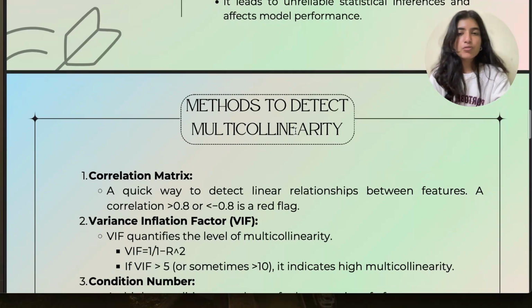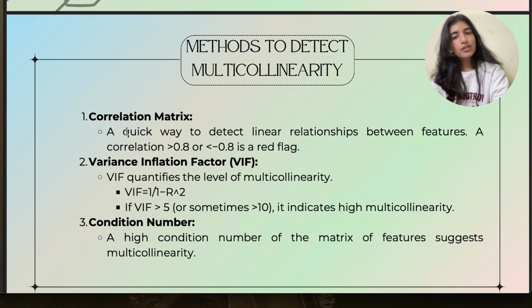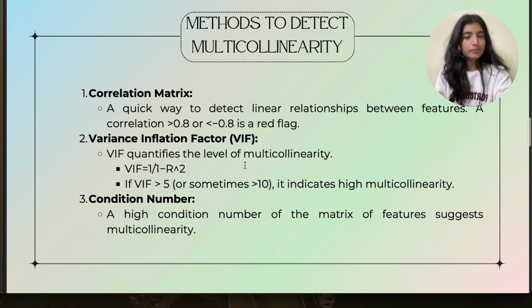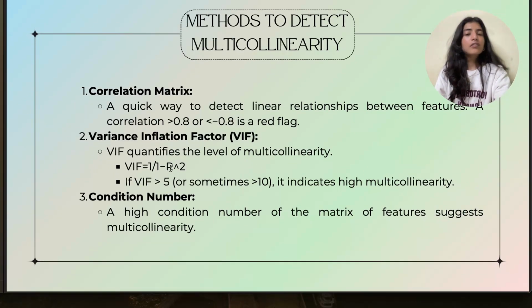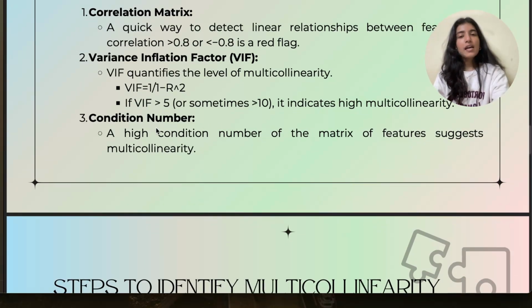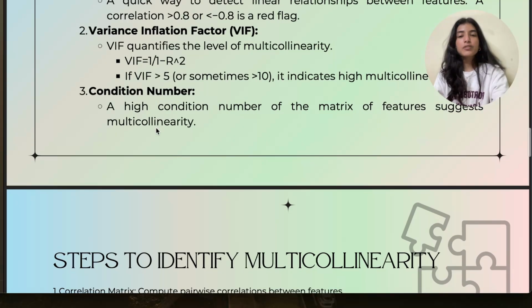Here are the methods to detect multicollinearity. First is the correlation matrix, a quick way to detect linear relationships between features. A correlation greater than 0.8 or smaller than minus 0.8 is a red flag. Then we have the VIF, which quantifies the level of multicollinearity: VIF equals 1 over 1 minus R squared. If VIF is greater than 5, it indicates high multicollinearity. Then the condition number: a high condition number for a matrix of features suggests multicollinearity.